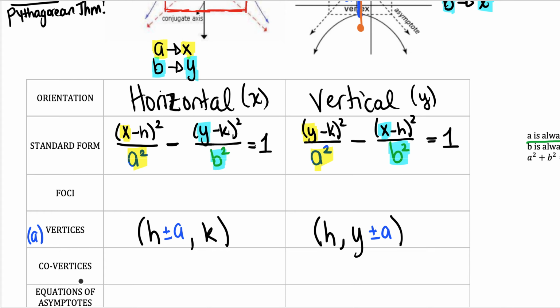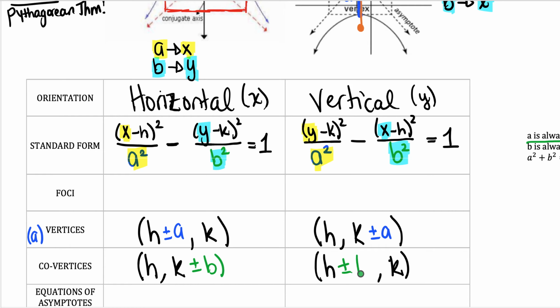So my co-vertices are going to be the complete opposite. H is not changing here, but k is going to change, and it's going to be plus or minus b. And then same thing here: h is now changing, and oh, I put Y here, this should be k. This k is not changing, so it's going to be h plus or minus b. So again, this is b.